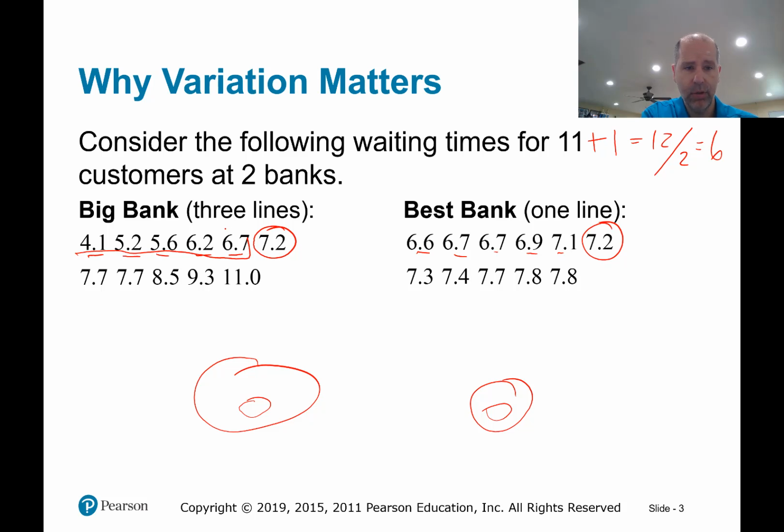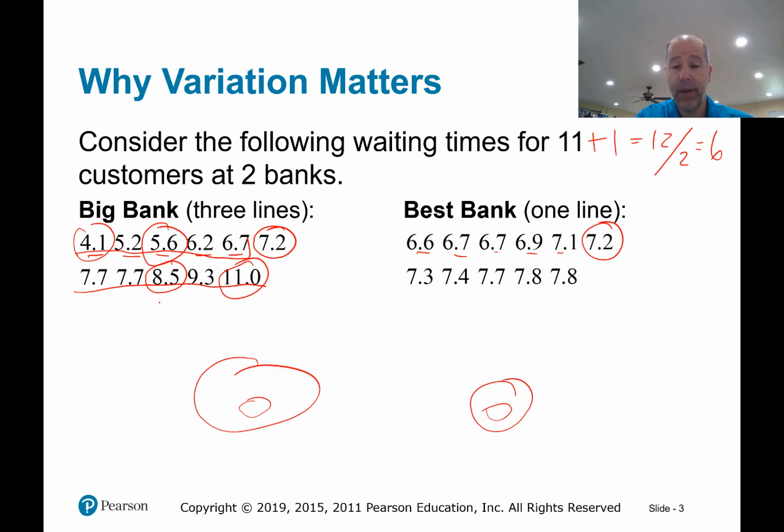Or no, we have 1, 2, 3, 4, 5 values. I'm sorry. So 5 values, which means we're going to find the median of the lower half, which is going to be 5.6. And then we find the median of the upper half, which is going to be 8.5. So now we found our 3 quartiles. And then of course we have our min and max. So there's our 5-number summary.